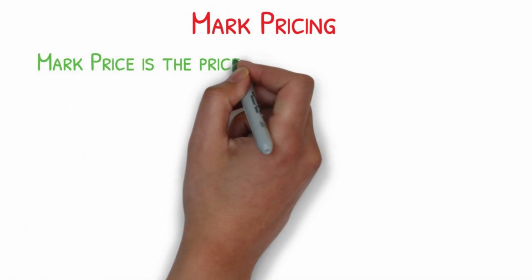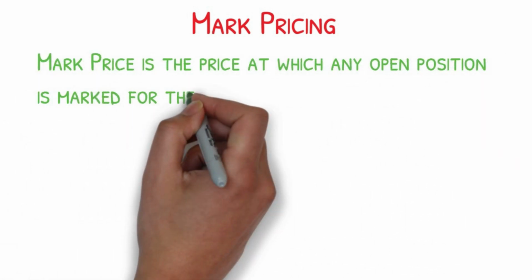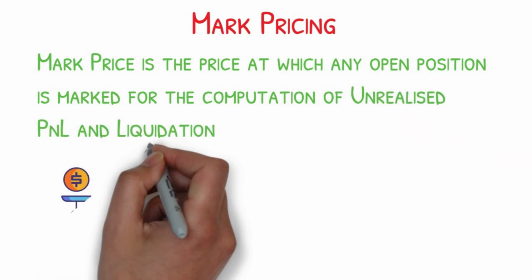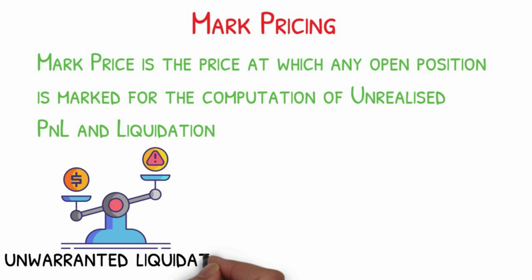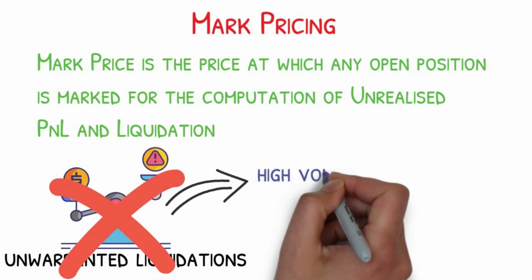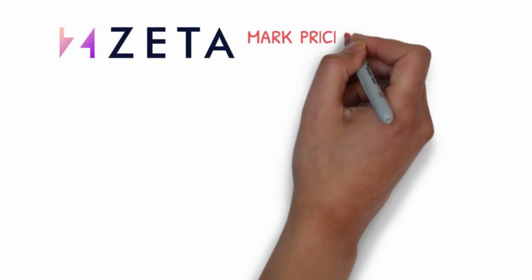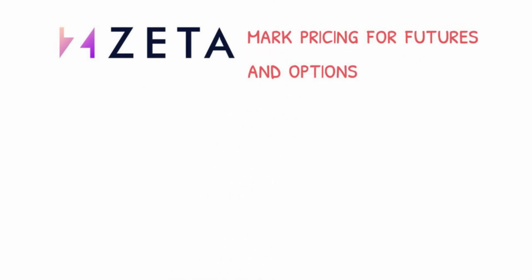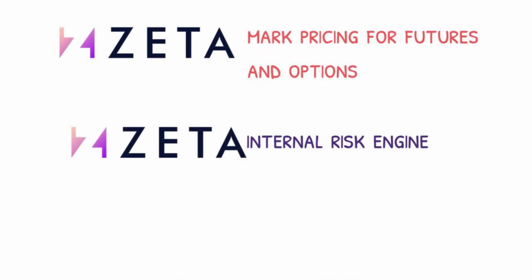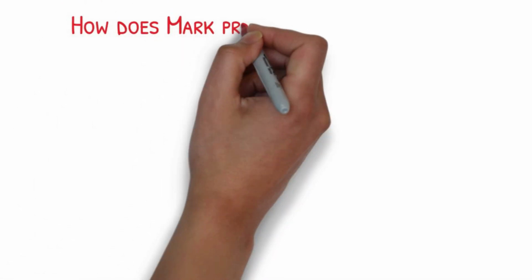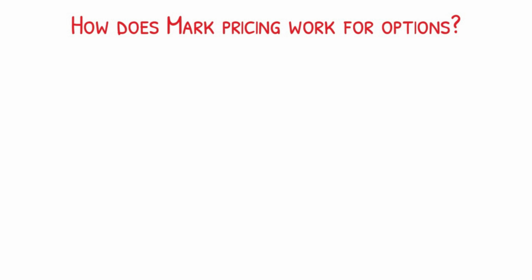Mark pricing. Let's have an overview of the mark pricing system. Mark price is the price at which any open position is marked for the computation of unrealized P&L and liquidation. Mark price is employed to avoid unwarranted liquidations, which could result from high volatility of crypto assets. ZETA's mark pricing for futures and options are both done within ZETA's internal risk engine and are refreshed on a per-second basis. How does mark pricing work for options?